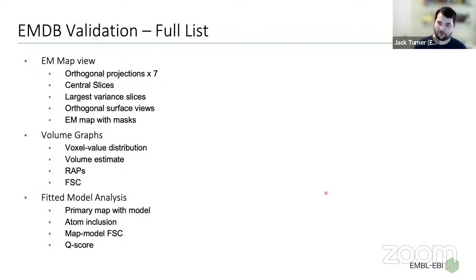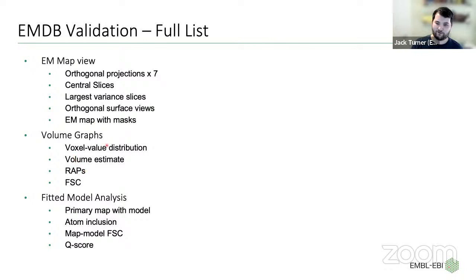In terms of the full list of validation metrics that we provide, I've shown a whole bunch of slices just there and large variant slices and things like this. We do also show the EM map with masks. It's worth noting that if you do deposit a segmentation, you can deposit a segmentation as a mask to the EMDB, and we will then present that on top of the tomography map as well.